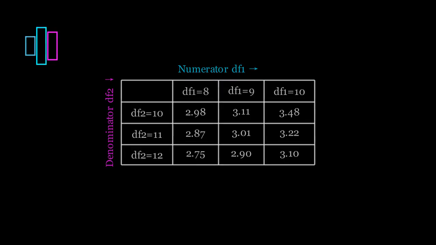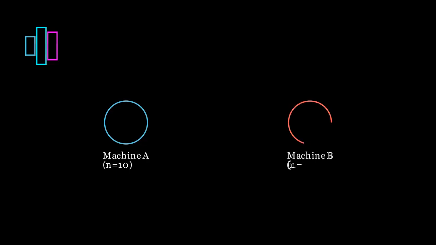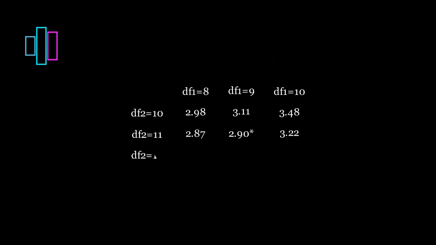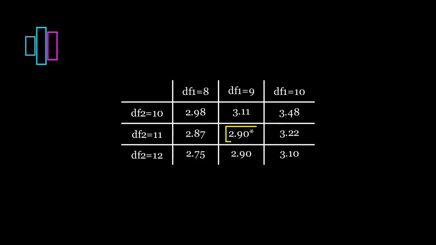Imagine you are a quality control manager at a high-tech manufacturing plant producing semiconductor wafers. You want to know if two different machines have the same variability in wafer thickness. You take 10 samples for machine A and 12 samples for machine B. Your df1 would be 10 minus 1 equals 9, and your df2 would be 12 minus 1 equals 11. Using an alpha of 0.05, you navigate to the F-table for 0.05. You look for column 9 and row 11. The value at the intersection is your critical F value.